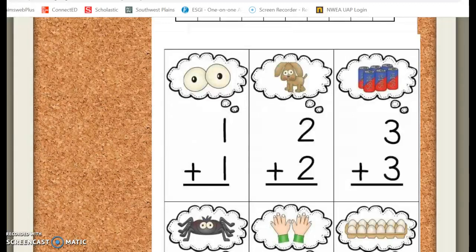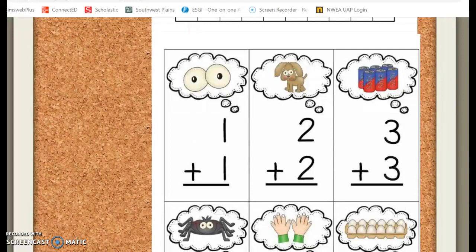When I see 2 plus 2, I should think a dog has 2 front legs and 2 back legs. How many legs does a dog have? 4. So 2 plus 2 equals 4. So whenever you see 2 plus 2, you should think of 4.